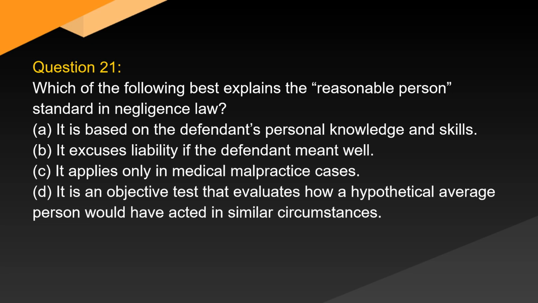Question 21. Which of the following best explains the reasonable person standard in negligence law? A. It is based on the defendant's personal knowledge and skills. B. It excuses liability if the defendant meant well. C. It applies only in medical malpractice cases. D. It is an objective test that evaluates how a hypothetical average person would have acted in similar circumstances.